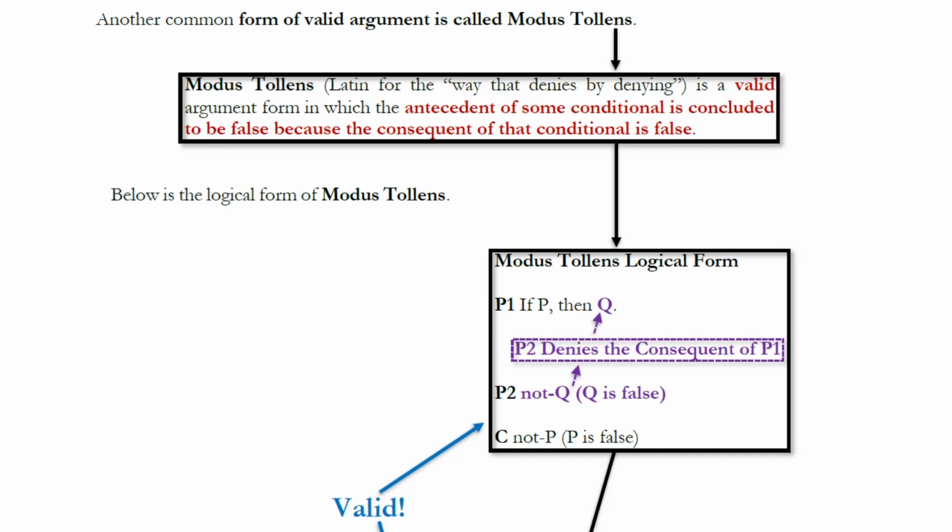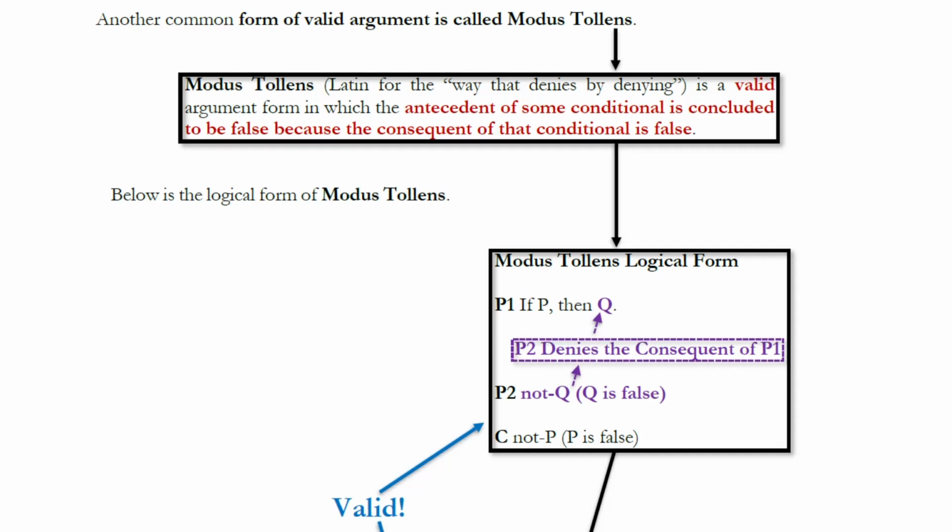The third form of argument we will examine is a valid form of argumentation that is known as modus tollens. Modus tollens is a Latin phrase that means "the way that denies by denying." It is a valid argument form in which the antecedent of some conditional is concluded to be false because the consequent of that conditional is false.